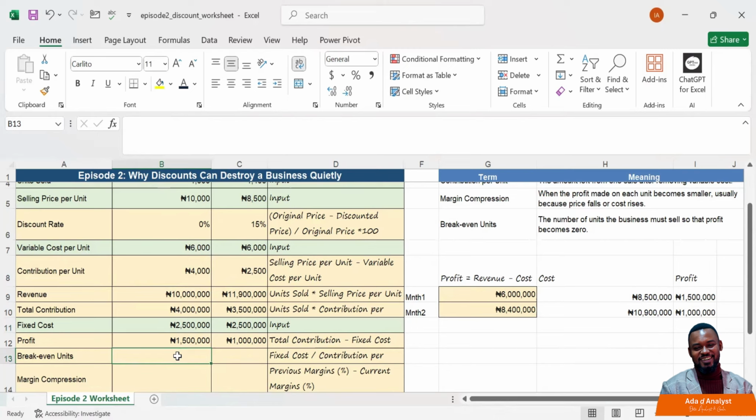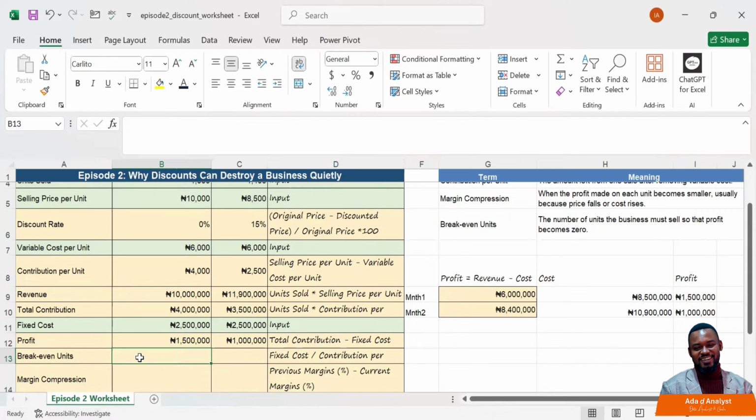Okay, so let us go on to break-even units. Remember, I would say break-even units is the number of units the business must sell so that profit becomes zero. So there's no loss, there's no profit. So it's zero, there's break-even. To calculate that, we can say fixed cost divided by contribution per unit.